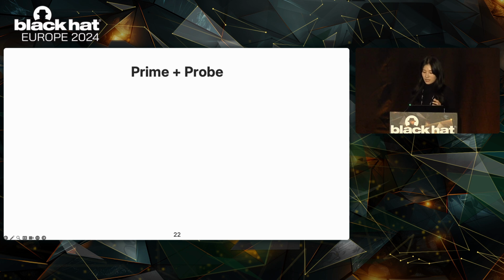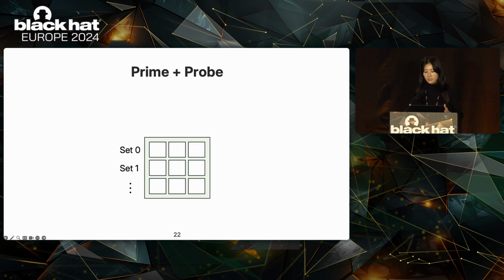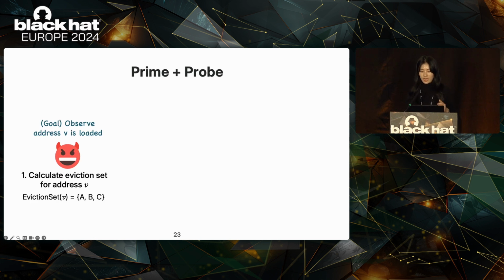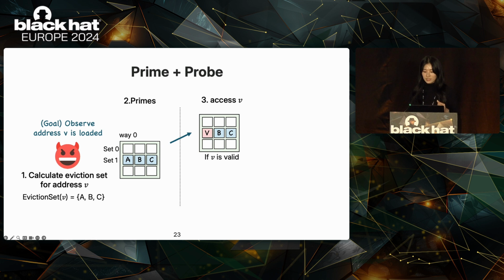So since the TLB is a kind of cache, using this method we can check whether an address is loaded into the TLB. Here's how it works. The TLB is organized into sets, and each address is assigned to a specific set based on part of its address bits. So first, we identify the addresses that map to the same set as the target address. We need as many addresses as the size of the set. And this group of addresses is called the eviction set. Next, we access the eviction set to fill the corresponding TLB set. This step is called the prime phase. And then we access the target address.